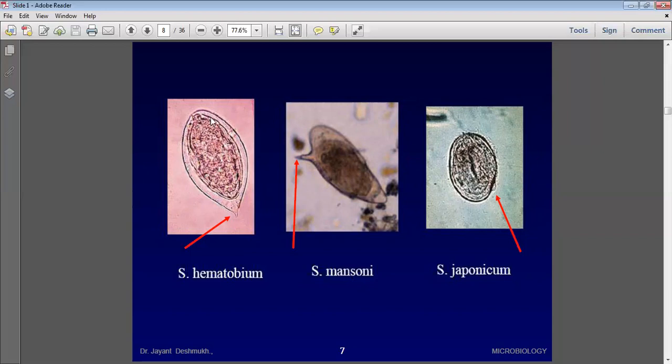So this is the diagram you have to remember again. Length is 150 micrometer, width is 60 micrometer, and the most important point you have to write is the terminal spine. This spine is very important for pathogenicity.